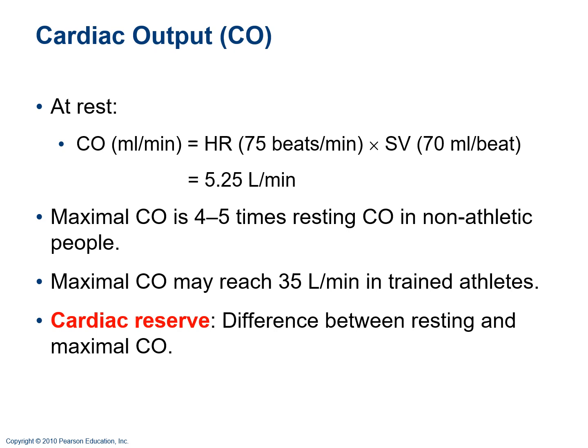It's 2.5 soda bottles. Maximal cardiac output is about 4 to 5 times one's resting cardiac output in non-athletic people, and can actually reach as high as 35 liters per minute in well-trained athletes. The cardiac reserve is the difference between one's resting and maximal cardiac output. So the cardiac reserve will obviously be greater in conditioned individuals.